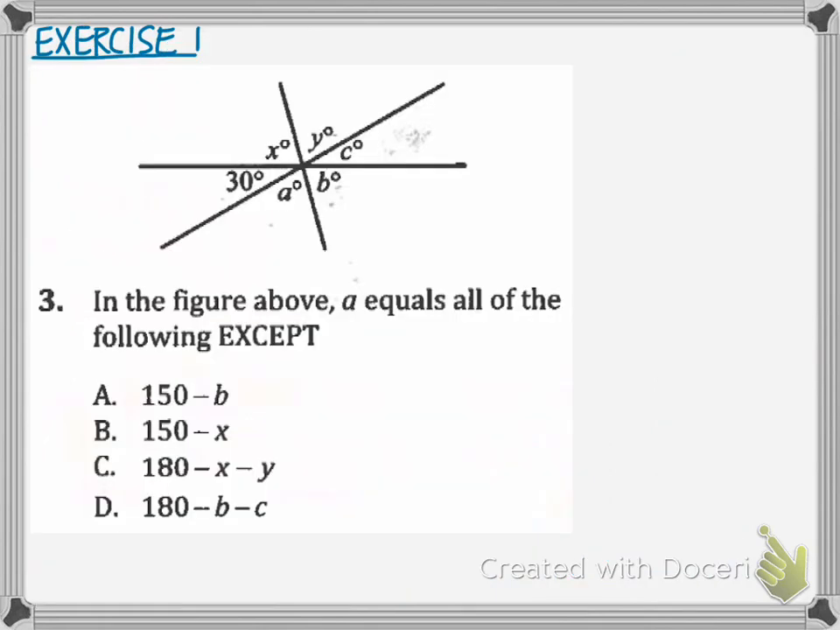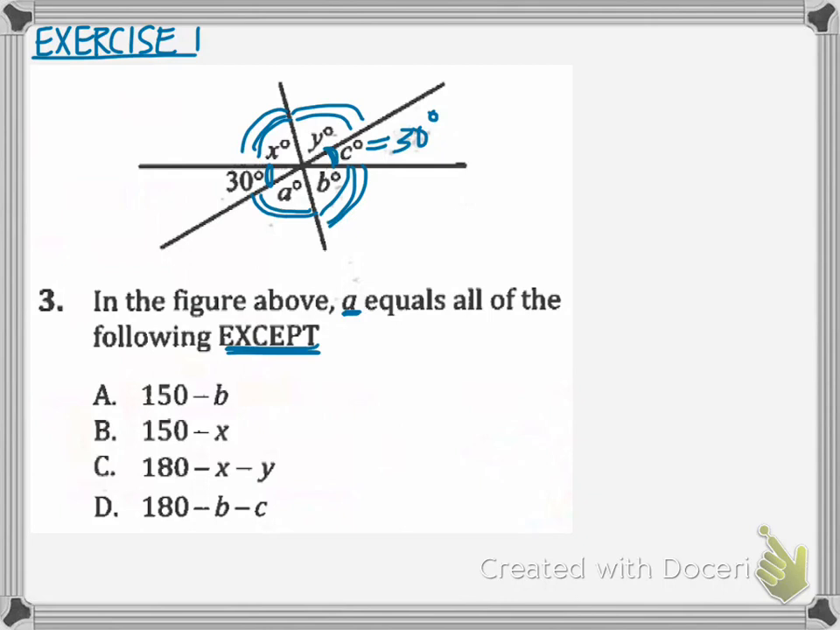Okay, in this one we're looking for all of the answers that can equal A, except we want to find the one that does not equal A. So let's look at what we've got. I see this 30-degree angle. It's going to have the same measure as this C because these are vertical angles and they're always congruent. So that's 30. I see a few straight lines, so I know those angles can add up to 180. I see that A and Y are equal because they're vertical. I see that X and B are equal because they're vertical.